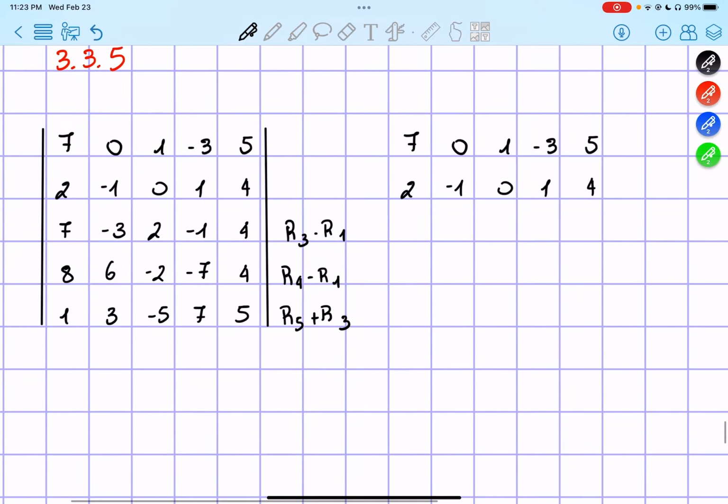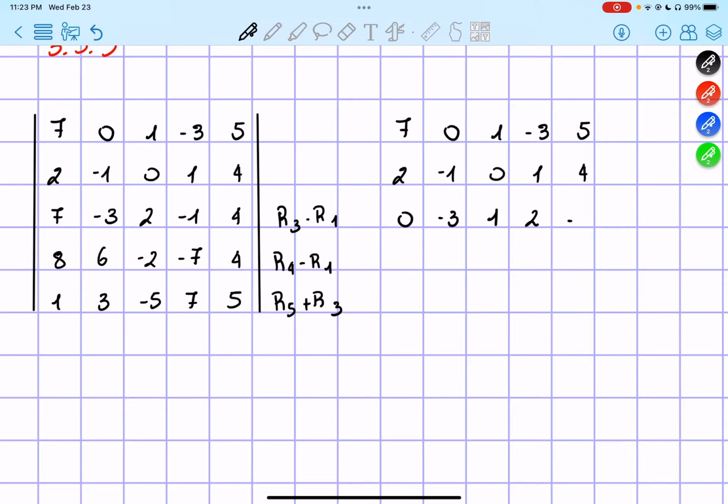The third row becomes 0, -3, 1, +2, and -1. Making sure everything is correct, so I don't want to make a mistake, because one mistake means a big thing in the future.